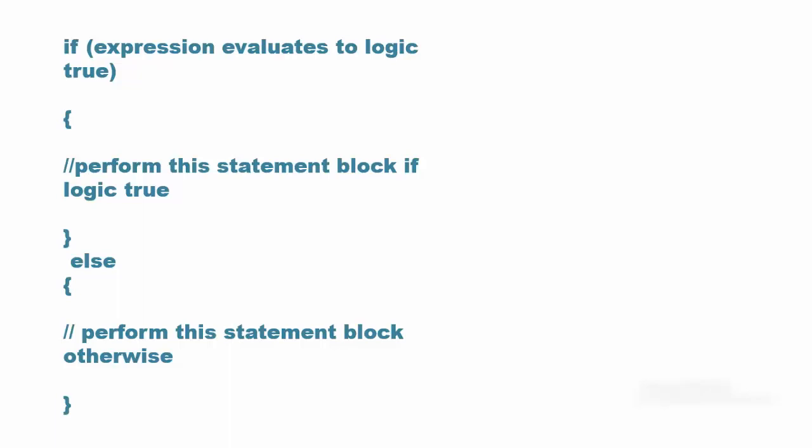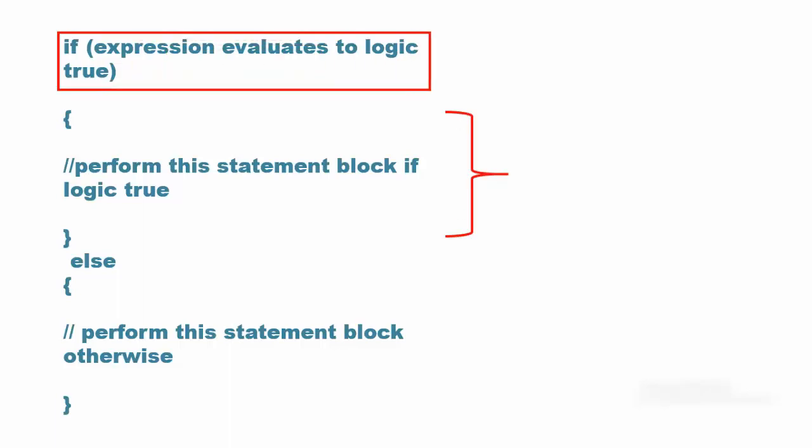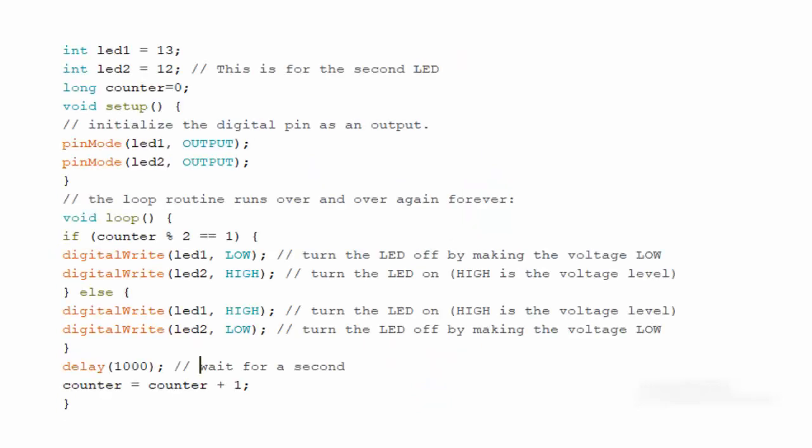As you can see, the first statement block following the if test is executed if and only if the relational test is logic true. Otherwise, the else statement block is executed. Now, our alternative blink code is changed as follows. Here again, the change is in the loop block.